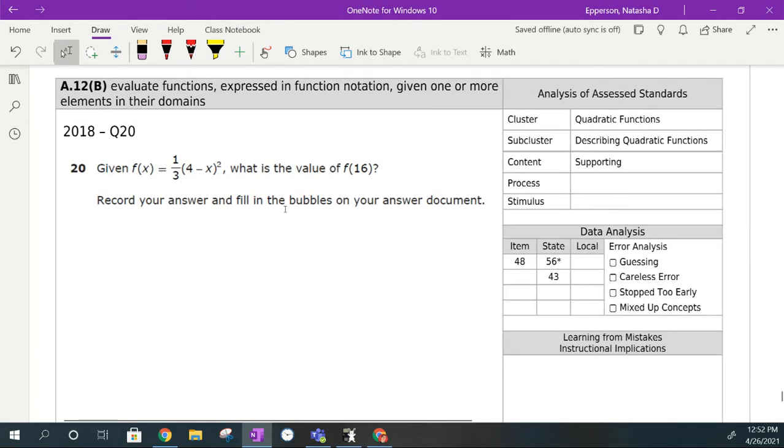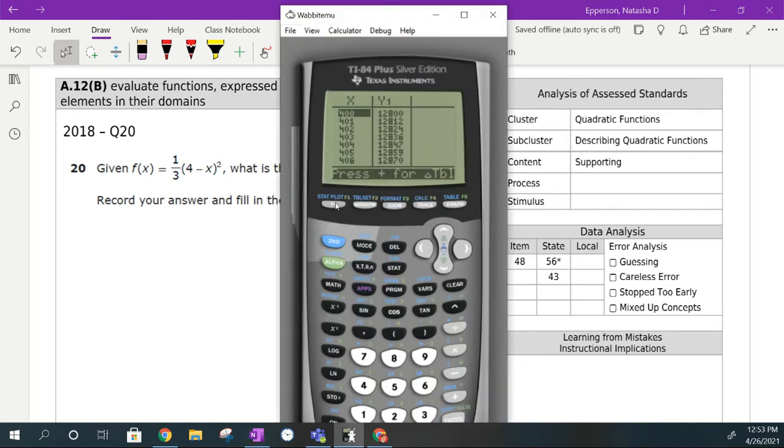All right, next question. What is the value of this function of f of 16? Same thing. So go back to y equals, clear. I'm going to do alpha y equals to get my fraction. Hit enter, and I'm going to do 1 over 3, and then I'm going to use parentheses. I'm writing it just like it is on paper. X, close parentheses, and the square outside.